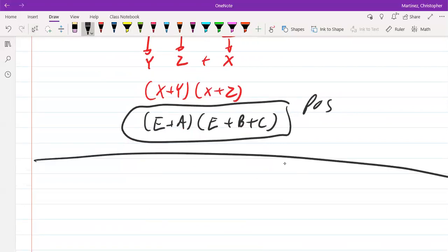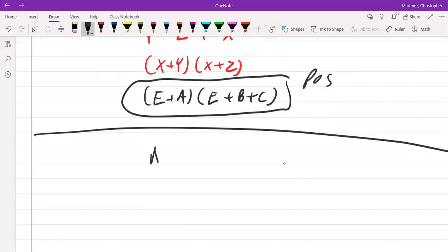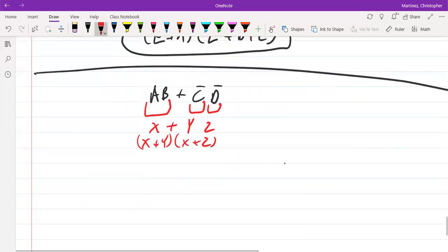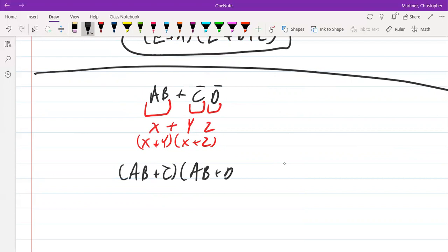Let's do one last example. Let's say I have AB plus C bar D bar. Okay, so I'm just going to take one of these and I'm going to decide something is X. So I'll say AB is X. I'll say C bar is Y. I'll say D bar is Z. So that's X plus Y, X plus Z. Okay, so I get AB plus C bar, AB plus D bar.